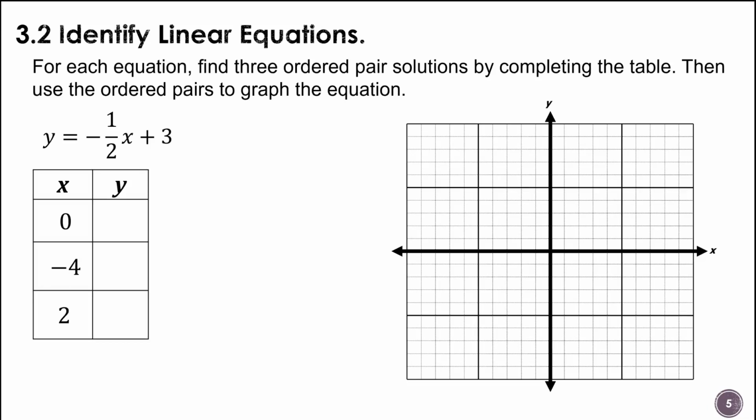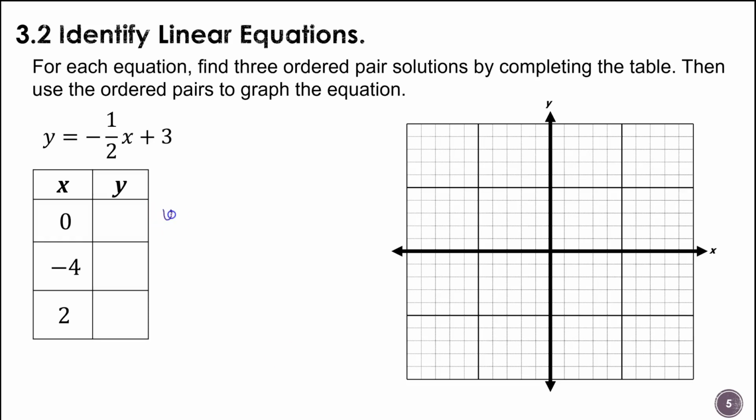All right, we're on the second lesson for section 3.2, and we're going to still be graphing linear equations. Notice this equation is y equals -1/2 times x plus 3. And you'll notice that the numbers chosen are 0, -4, and 2. All of those work well with a -1/2 because that's going to mean that we're going to get numbers that are integers, and that makes them easier to graph.